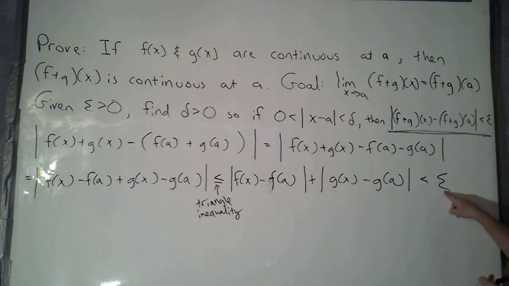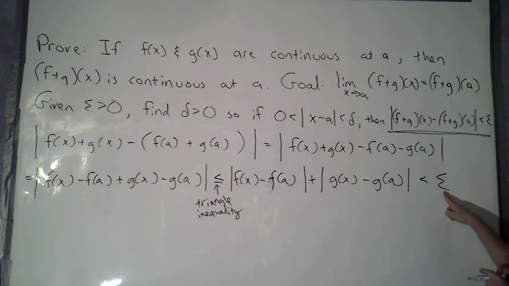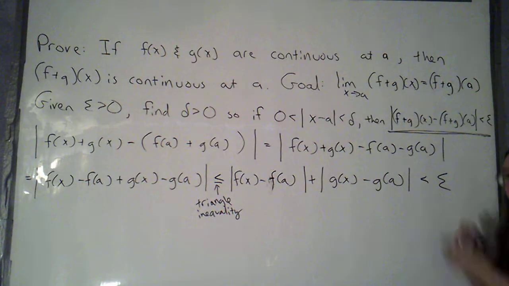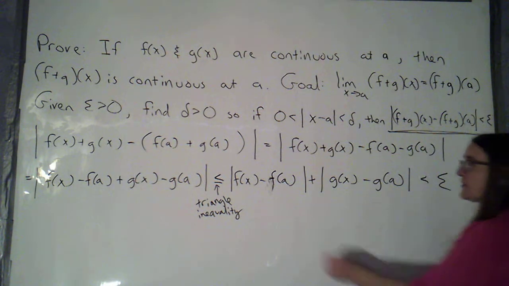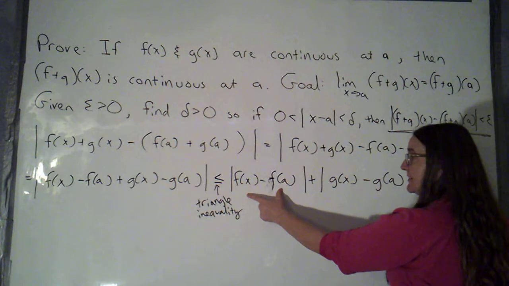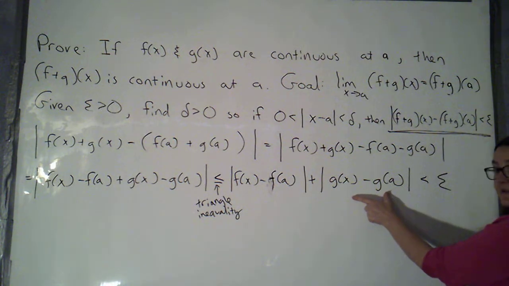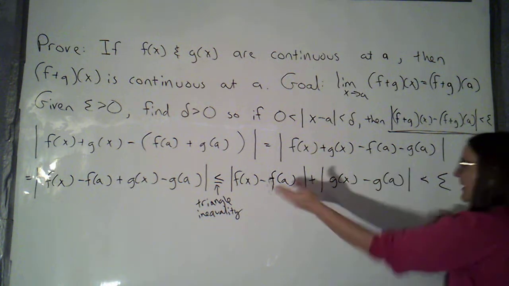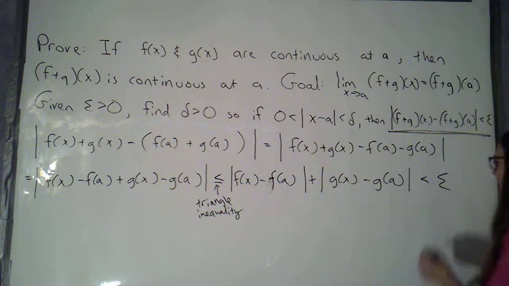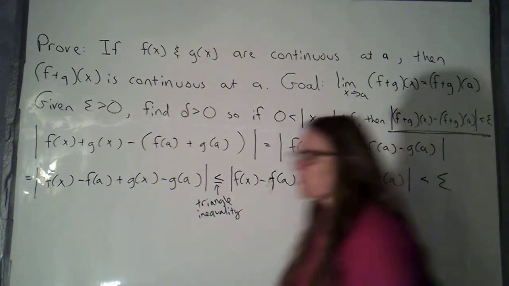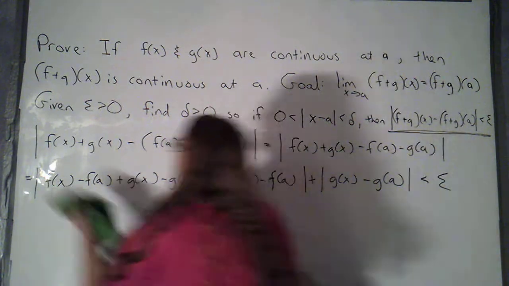But if that's a positive number, epsilon over 2 would also be a positive number. If I just cut it in half, I still get a positive number. And I can use that as my standard of closeness for f and for g, so that if I can make this smaller than epsilon over 2 and this smaller than epsilon over 2, then when I add them together, the sum will be smaller than epsilon. Pretty cool.